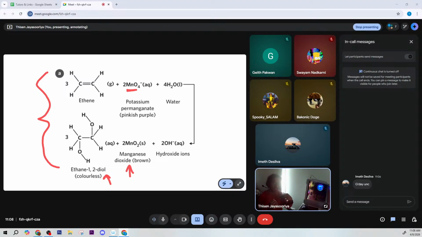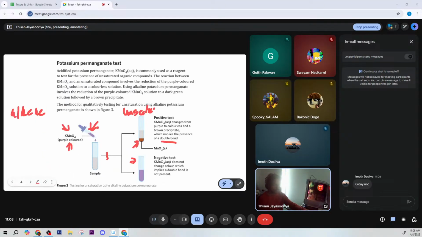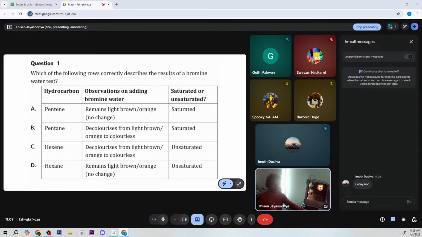So I just want to separate the observation from the actual chemistry. The observation is what we see. The chemistry is what causes that observation to occur. So this is what's causing the observation to occur. It producing this brown precipitate is the observation itself. Yeah. So I just want to make that distinction.